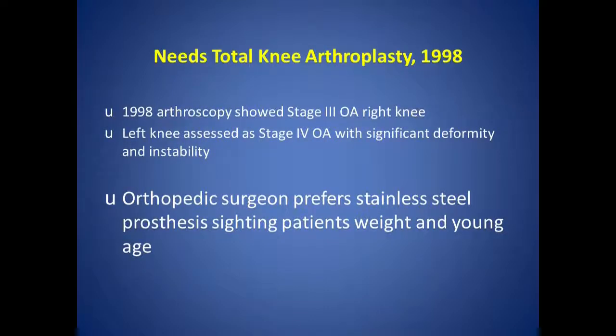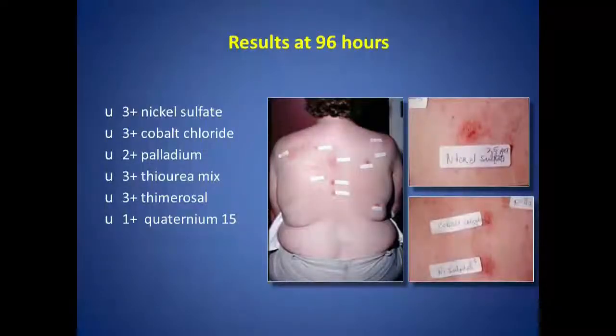This woman had very bad osteoarthritis, and she was a large lady, and she just had bad disease at a fairly young age. The orthopedic surgeon would prefer to use stainless steel because it is more durable than titanium. In this case, we know that historically she was very allergic to nickel and cobalt and palladium. She had reacted to her brace that had thiourea, a rubber allergen.